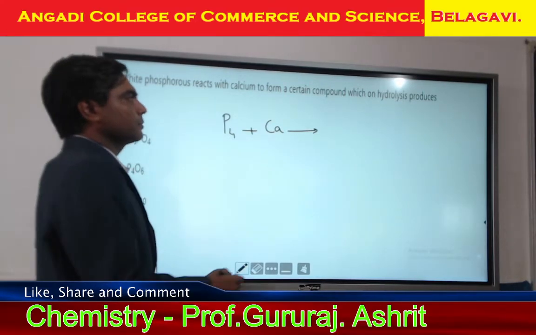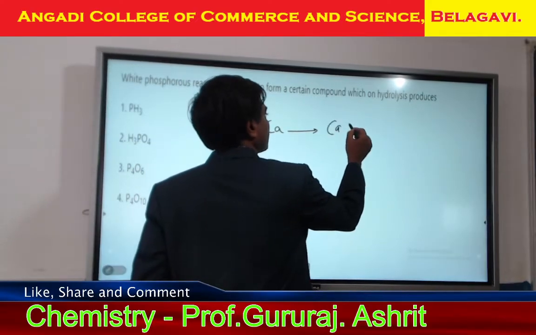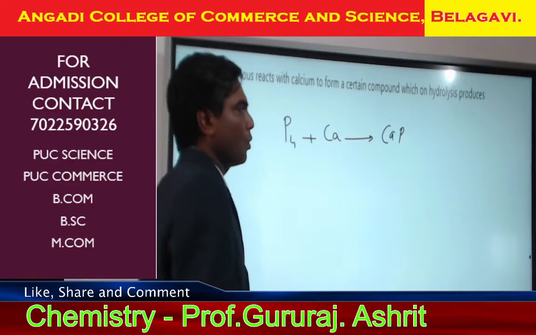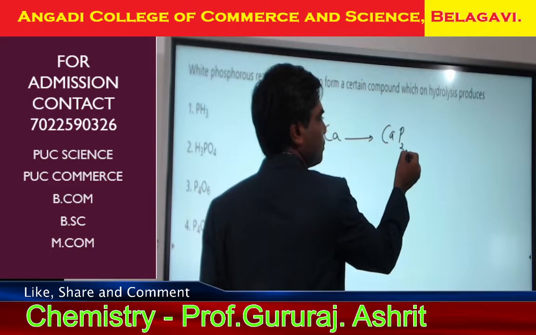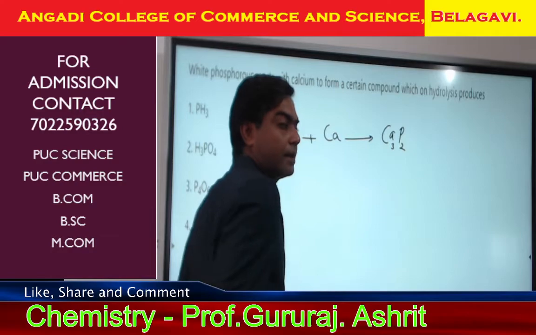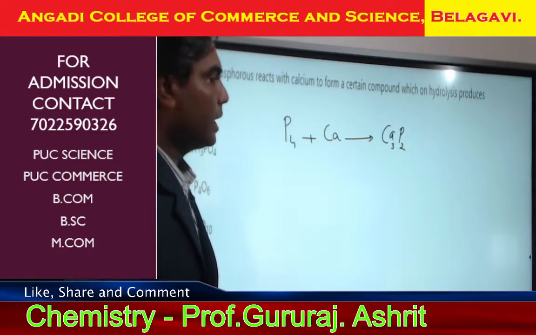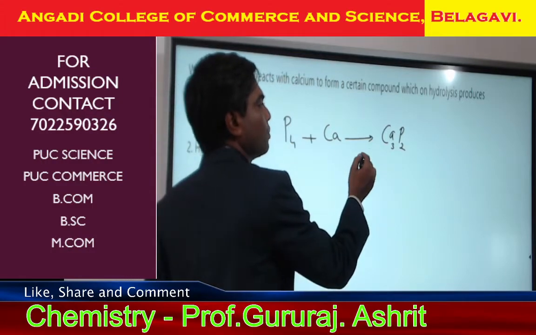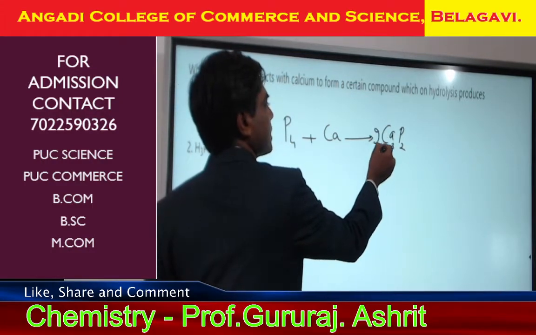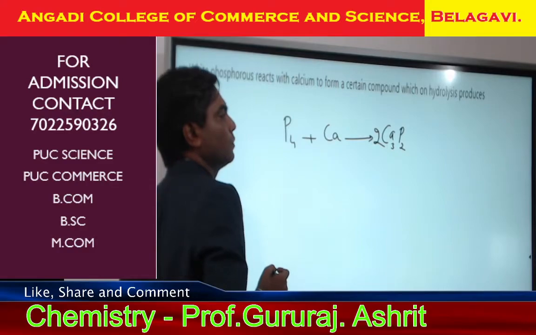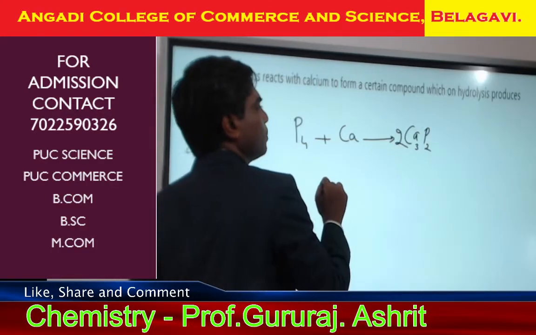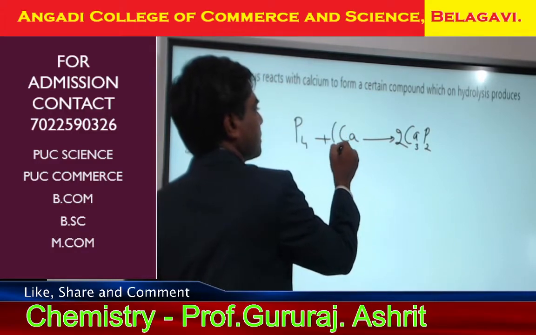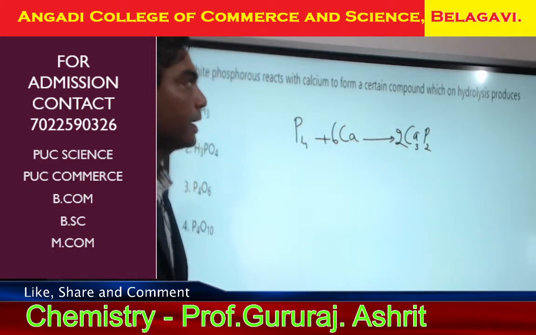We know that calcium reacts with phosphorus to form calcium phosphide. But whether the formula is correct or not, no. Because Ca charge is 2 and phosphorus charge is 3. Therefore, the formula becomes Ca3P2. But here it is not balanced. To balance it, I should make it 2Ca3P2. Okay. 2Ca3P2 means what happens here? Phosphorus becomes 4, but calcium becomes 6. Make it as 6Ca.